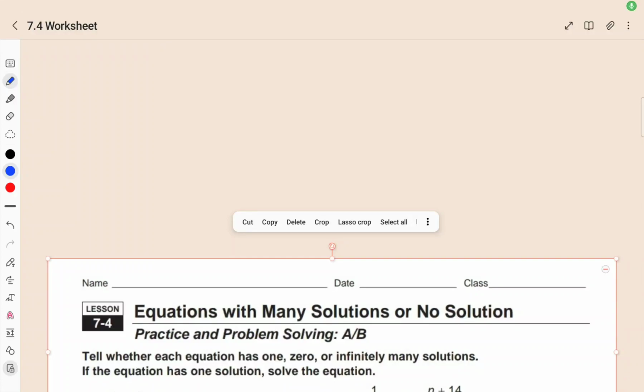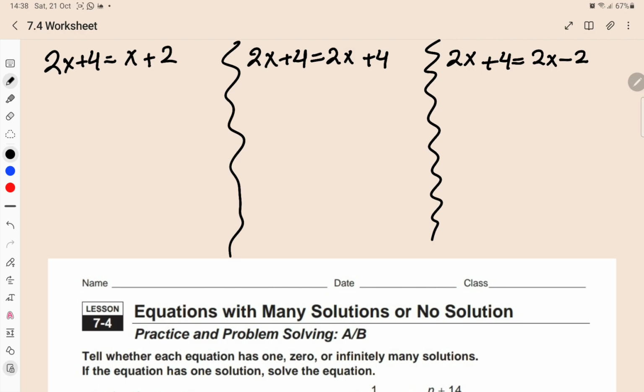Want to discuss together equations with many solutions or no solution. So we have three types of equations. Let's see the first one. This is to summarize 7.4. So the first step is that we combine the like terms, which are 2x and the x.